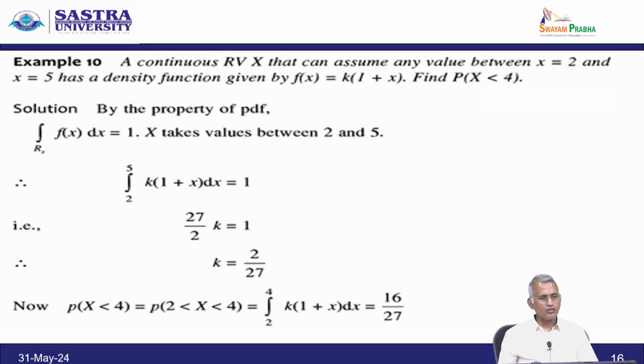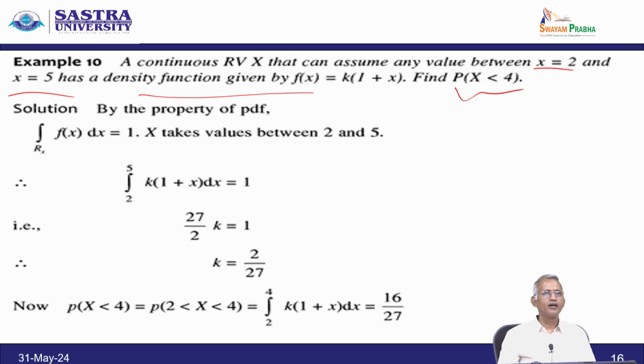Now let us go to the next problem. A continuous random variable x that can assume values between x equal to 2 and x equal to 5 has the density function given by f of x equal to k into (1 plus x). Find the probability of x less than 4.